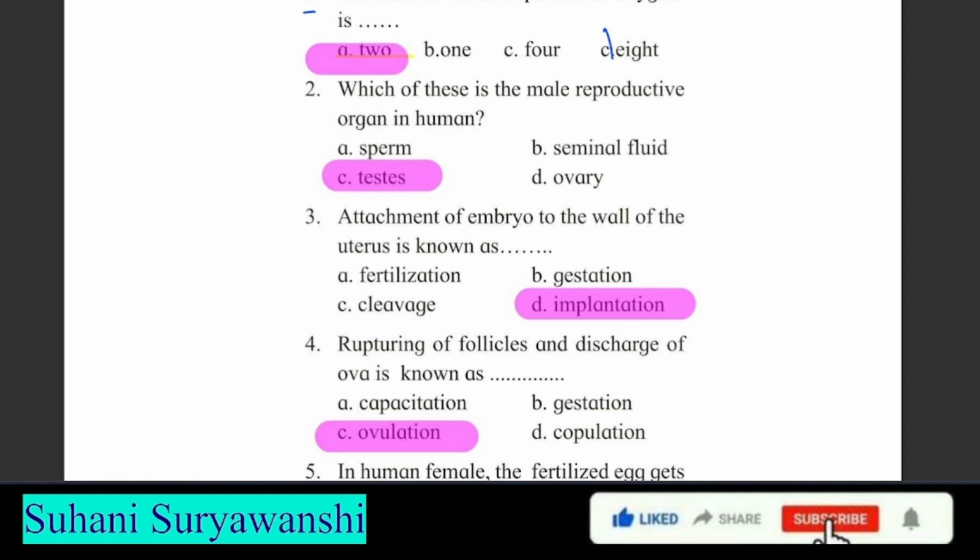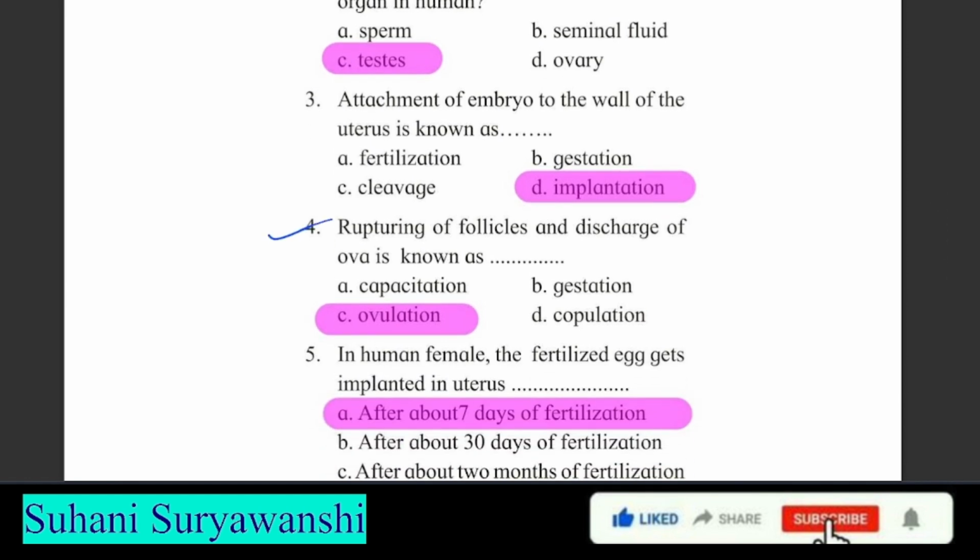Third question, attachment of embryo to the wall of the uterus is known as A, fertilization, B, gestation, C, cleavage, and D, implantation. So correct answer is option D, that is implantation. Fourth one, rupturing of follicles and discharge of ova is known as A, capacitation, B, gestation, C, ovulation, and D is copulation. So answer is option C, that is ovulation.